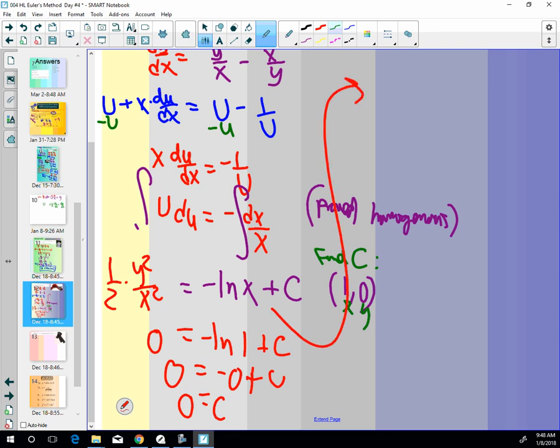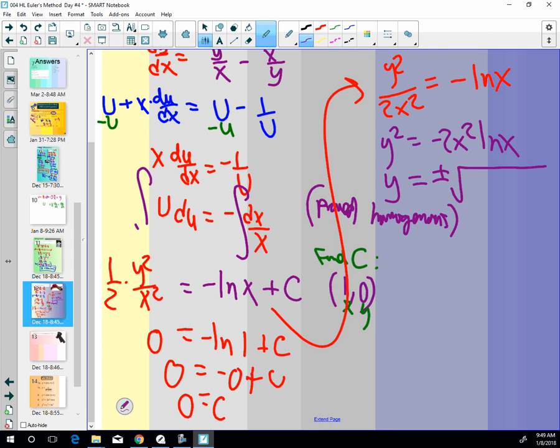So now we're going to get y squared over 2x squared equals negative ln of x plus 0. So then I'm just going to get y squared is equal to negative 2x squared ln of x. And it will be y is equal to plus or minus the square root of negative 2x squared ln of x.